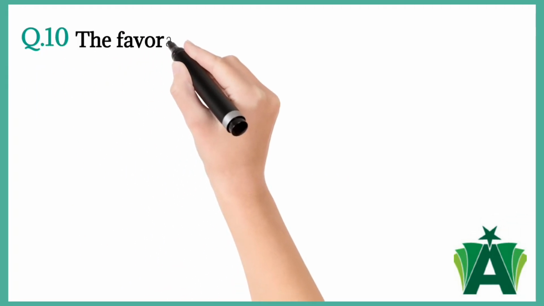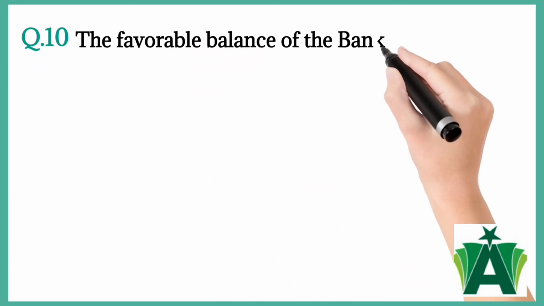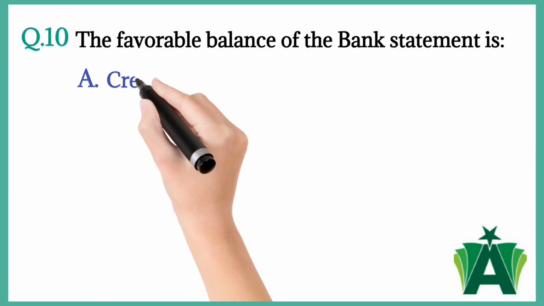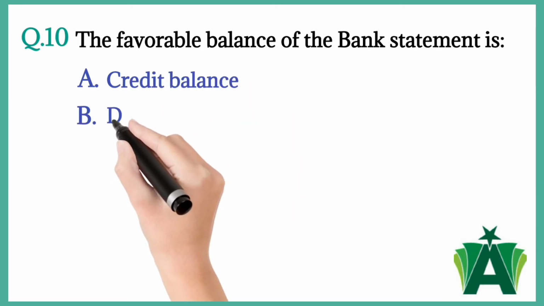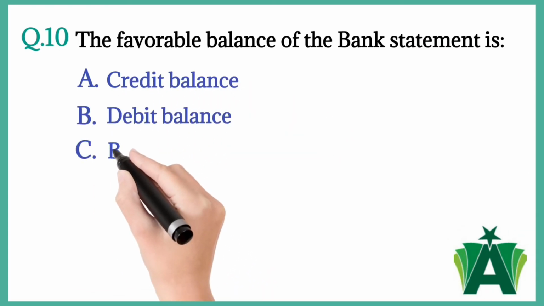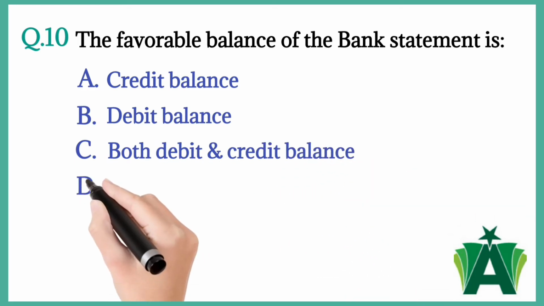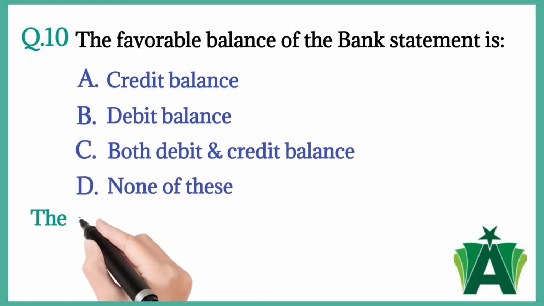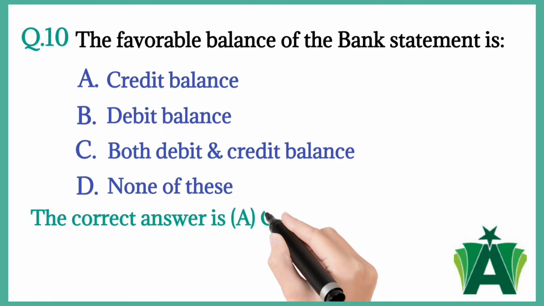Question number 10. The favorable balance of the bank statement is A. Credit balance, B. Debit balance, C. Both debit and credit balance, D. None of these. The correct answer is A. Credit balance.